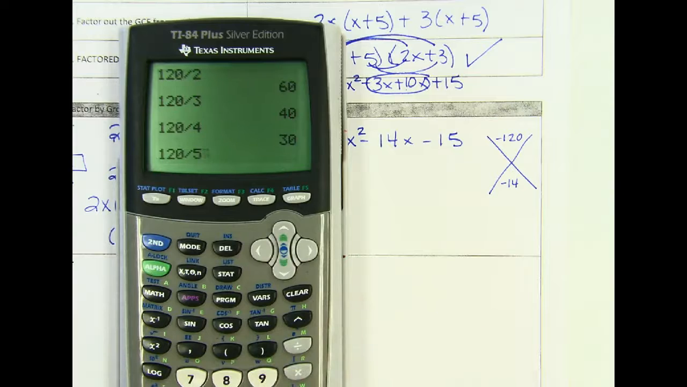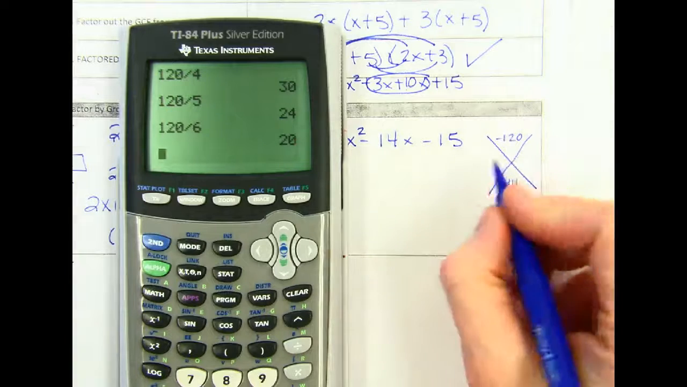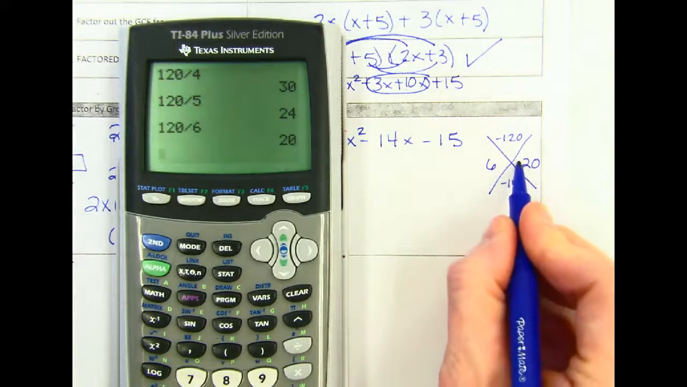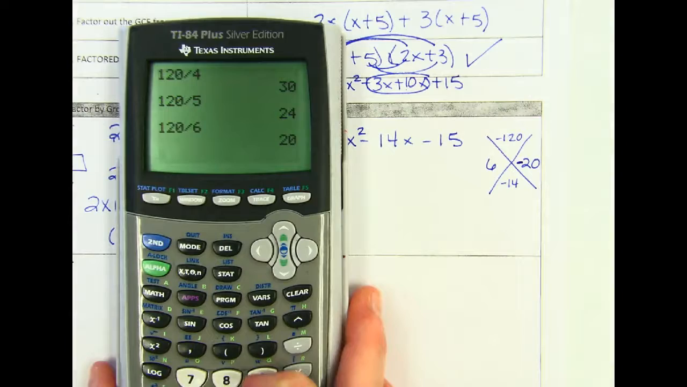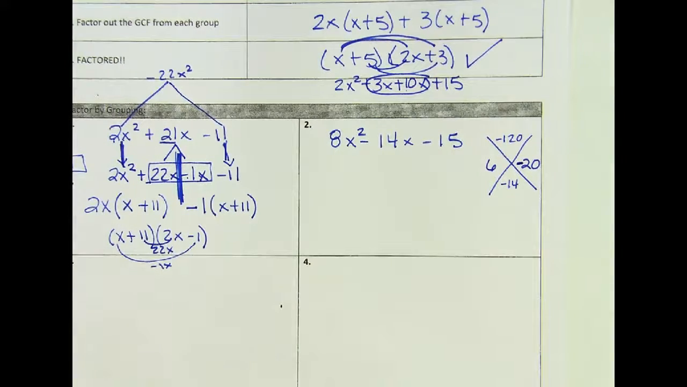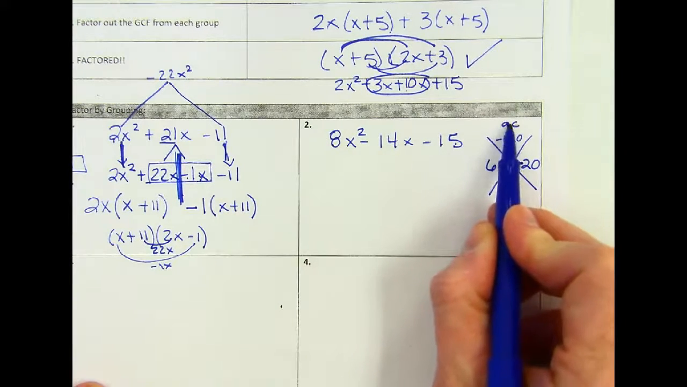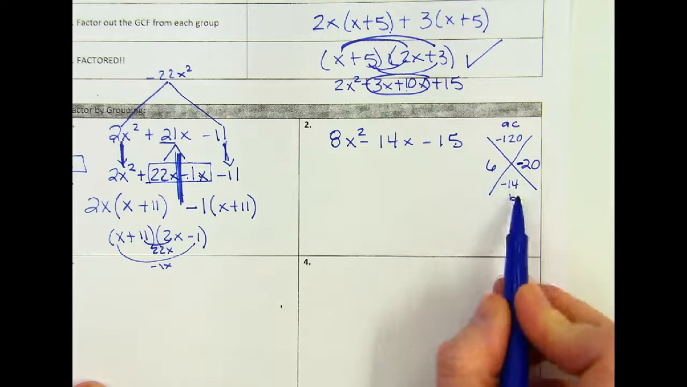120 divided by 5 gives me 24. There's still no way to get 14. 120 divided by 6 gives me 20, and that's our winning combination. So we have a 6 and a 20. I need a negative 14, so the negative goes right there. Now remember, A times C is in the top, B, the basement, is in the bottom.